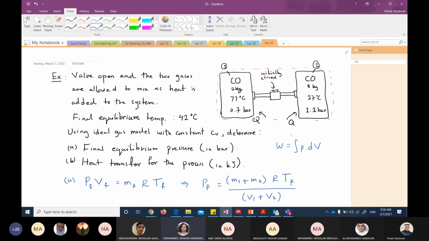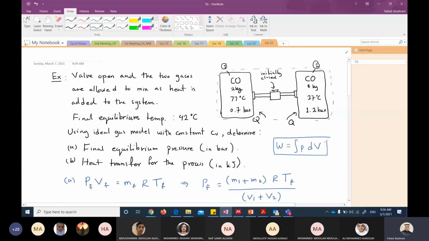Yes, the volume changed from one tank to the common volume of the two tanks. Okay, excellent. The volume changed, but did the gas apply any work? You are saying that the gas expanded, which I agree with. But did the gas apply any work, or was there any work applied to the gas? No. No, what does this equation apply for?